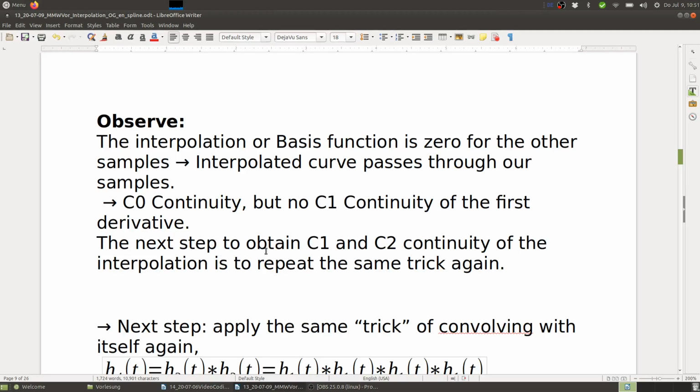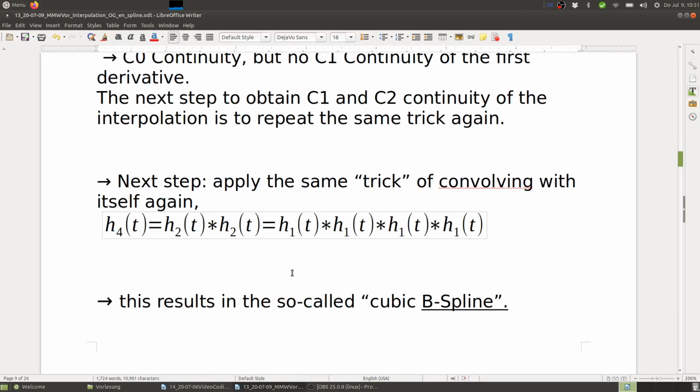So the next step to obtain C1 and C2 continuity of the interpolation is basically to repeat the same trick again, right? So now we convolve the triangular function with itself. So H2 is the triangular function, we convolve it with itself, and we obtain H4. And this can also be obtained by 4 times convolving the box function with itself. And this results in the so-called cubic B-spline. And this is actually what's mostly used in computer graphics. Right? It's having the necessary continuities or desired continuities, and it's also very compact, still very compact.